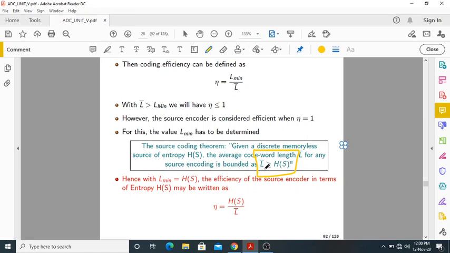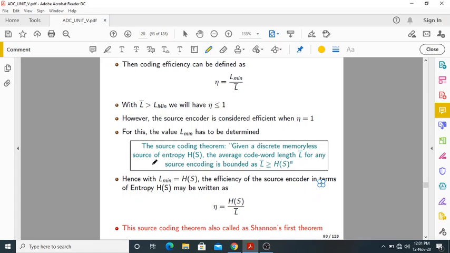Now from this source coding theorem, what is the minimum value of L bar? H of S. Correct. Because if I say x is greater than or equal to 2, obviously the minimum value of x is 2. In the same way, if I say L bar is greater than or equal to H of S, obviously the minimum value of L bar is H of S. L minimum is H of S. Now H of S by L bar is the efficiency.